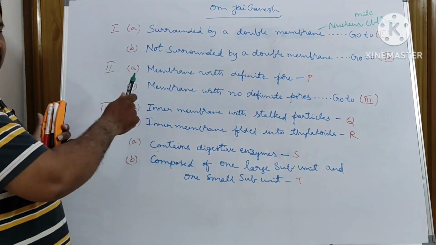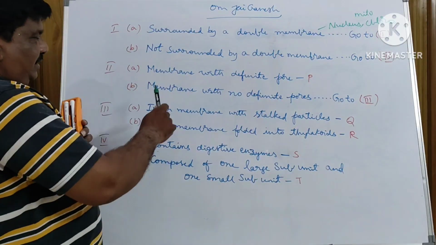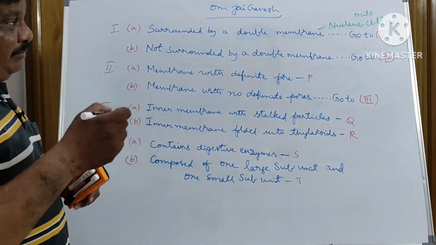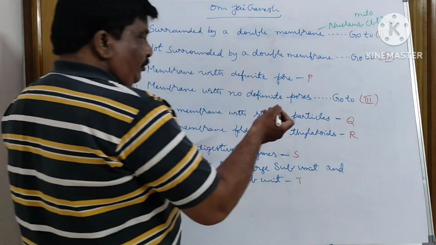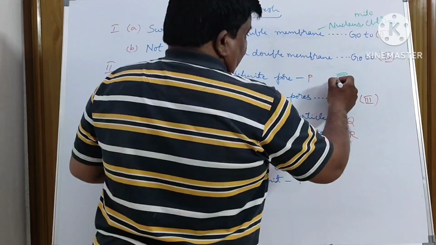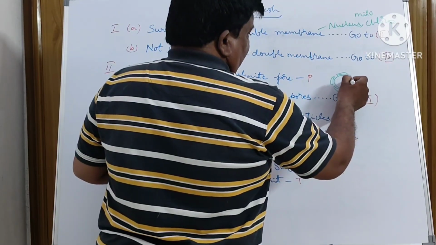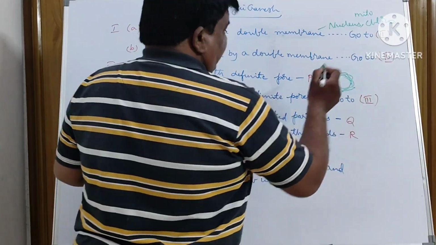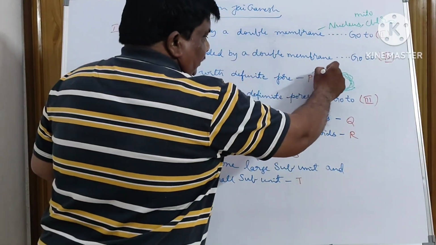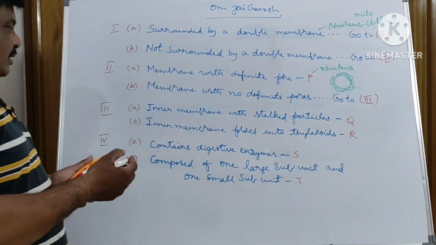Then come to the second statement. Here in Roman 2, again 2 statements are there. A, first statement, membrane with definite pores. A double membrane structure with definite pores is nothing but the nucleus. A nucleus has a nuclear membrane, and the pores are there in this membrane. So the membrane with definite pores, P, is nothing but nucleus. Is it clear to all of you? Nucleus. Now come to the next one.